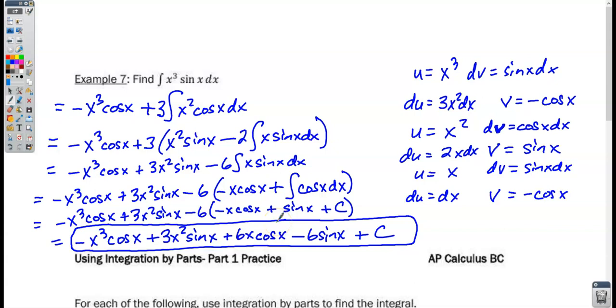If you feel like that felt a little tedious and a little cumbersome to use multi-step integration by parts on a problem like that, you are going to be so happy with the second part of our next lesson. All right, that brings us to the end of using integration by parts, part 1. We'll come back and talk more about other integration by parts techniques in our next videos.